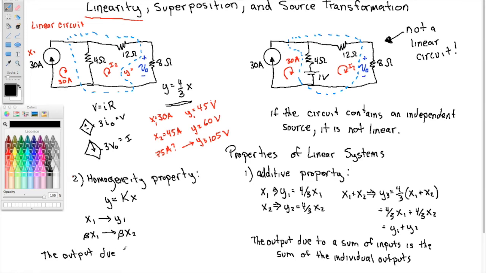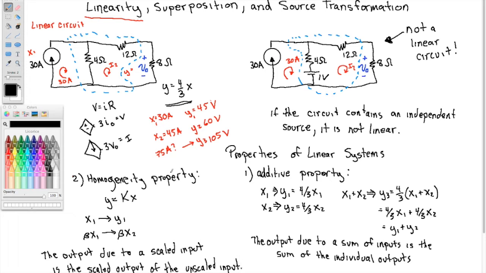due to a scaled input is the scaled output of the unscaled input. I'll give you a concrete example in a second.